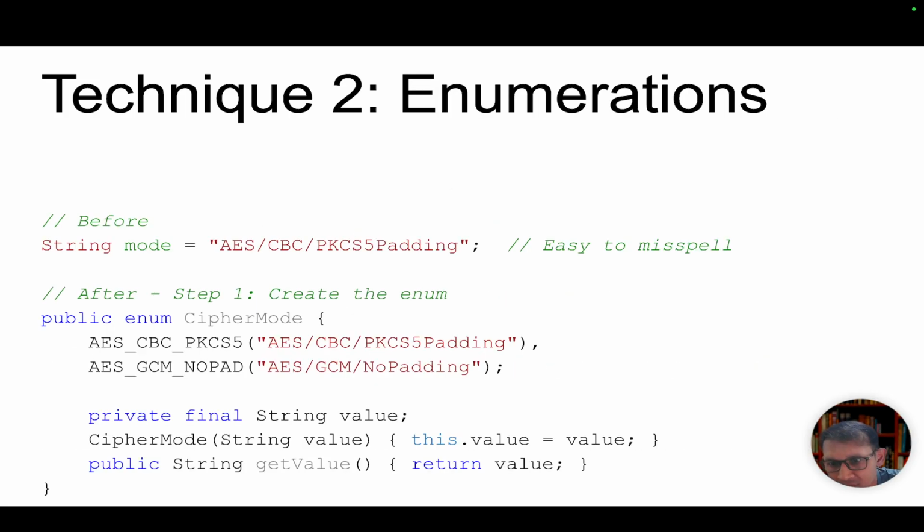Technique 2 is enumerations. This technique works well when you have a fixed set of values and need exhaustiveness checking. Instead of using raw strings that are easy to misspell, create an enum. In Java, you'll define a cipher mode that encapsulates the string value. Then use this cipher mode in order to actually get the instance of the cipher. Now you get autocomplete, exhaustiveness checking, and safe refactoring. The compiler won't let you use an invalid cipher mode.